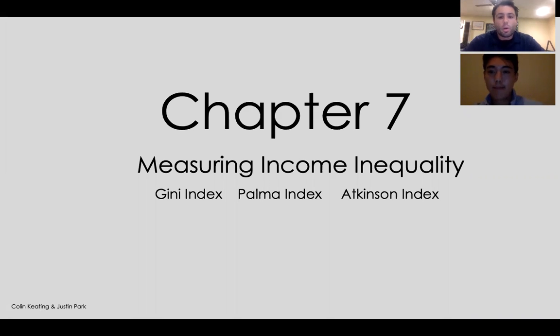We will be going over Chapter 7, Measuring Income Inequality, and we will be looking further into the Gini Index, the Palma Index, and the Atkinson Index.